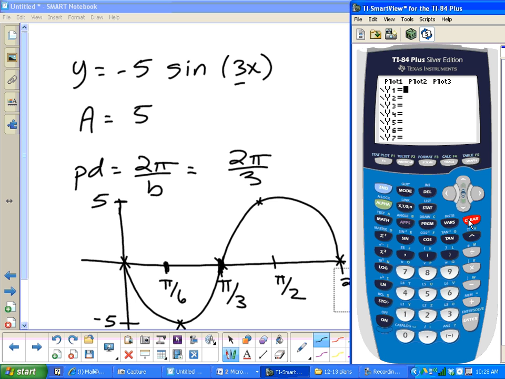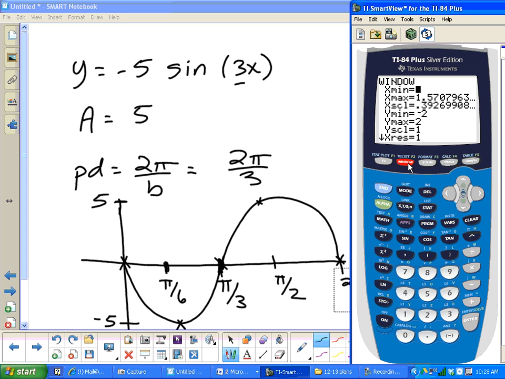Yeah, so we're going to do negative 5 sine 3x. Okay, now, if I hit graph, remember that graph we did a while ago where we were counting by pi over 8? It's not going to look right, okay? So we have to change the window.